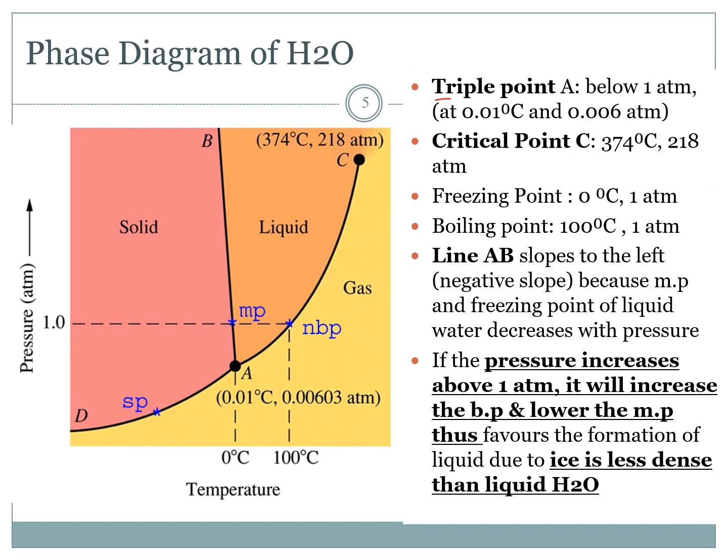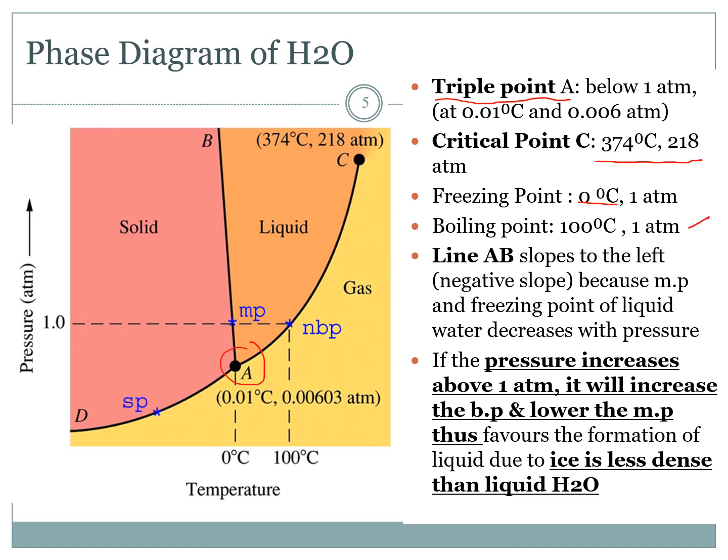The triple point of water, A, is below 1 atm, which is 0.00603 atm at 0.01 degrees Celsius. The critical point C is 374 degrees Celsius and 218 atm. The freezing point of water is 0 degrees Celsius at 1 atm and the boiling point is 100 degrees Celsius at 1 atm.